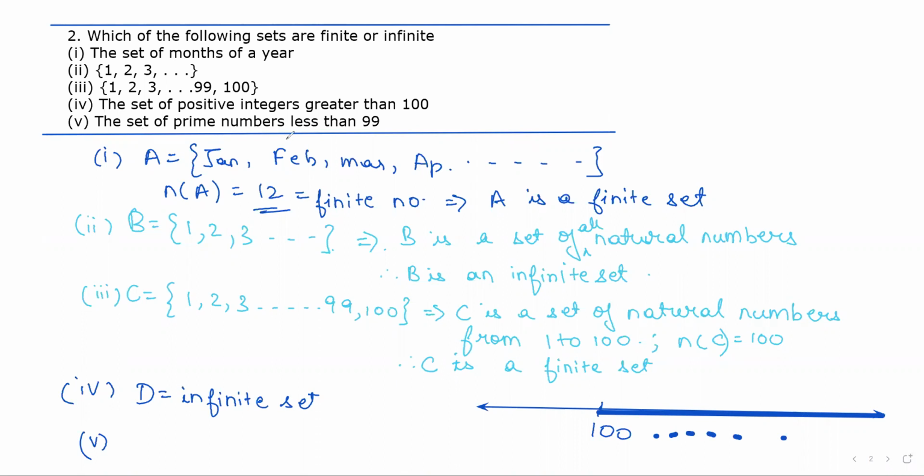A set of prime numbers less than 99. Let us consider E as a set of prime numbers less than 99. So, prime numbers start from 2, and you have to consider them less than 99. So, they are ending somewhere. That means here E will be a finite set.